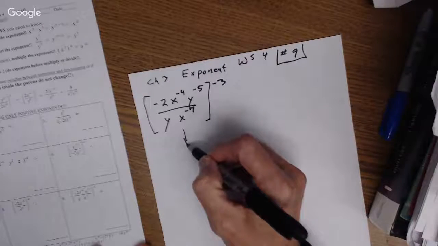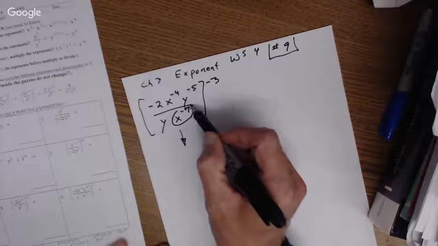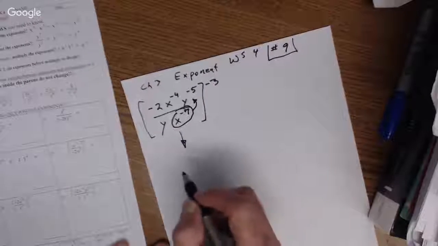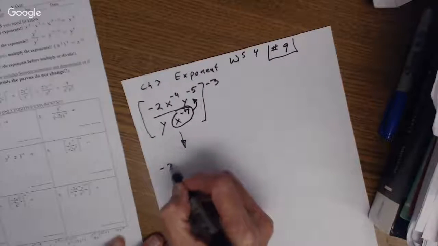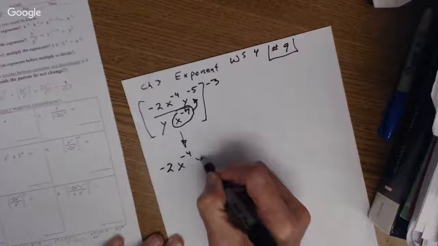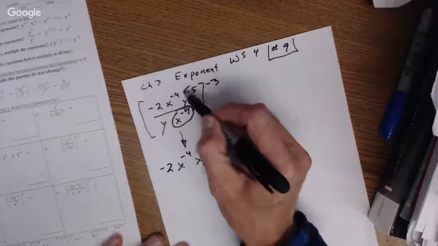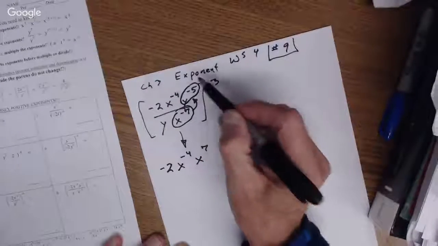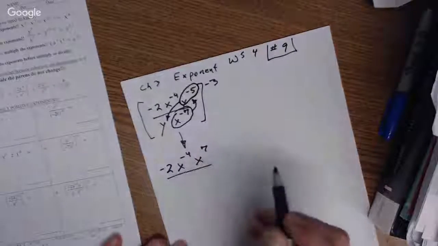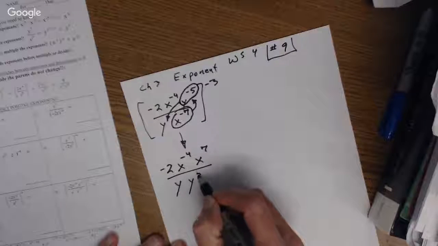Let's go down here. I'm going to take this x to the negative 7. I'm going to move it up to the top and make it x to the positive 7. So on top now I have negative 2, x to the negative 4, x to the positive 7. And then, of course, I'm going to take this y to the negative 5 right here. I'm going to bring it to the bottom. So on the bottom, I have a y and a y to the positive 5 now.